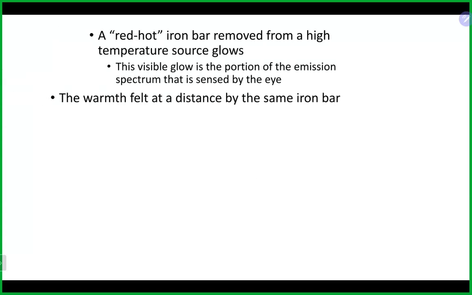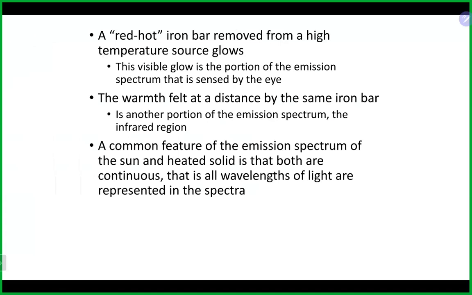And when we look at, for example, a metal that's in a hot energy source or a high temperature source, it will glow. And that visible glow is part of the spectrum where we can see color with the eye. We could also feel warmth coming off of it. And that is part of the emission spectrum, the electromagnetic spectrum we saw, more like the infrared region.